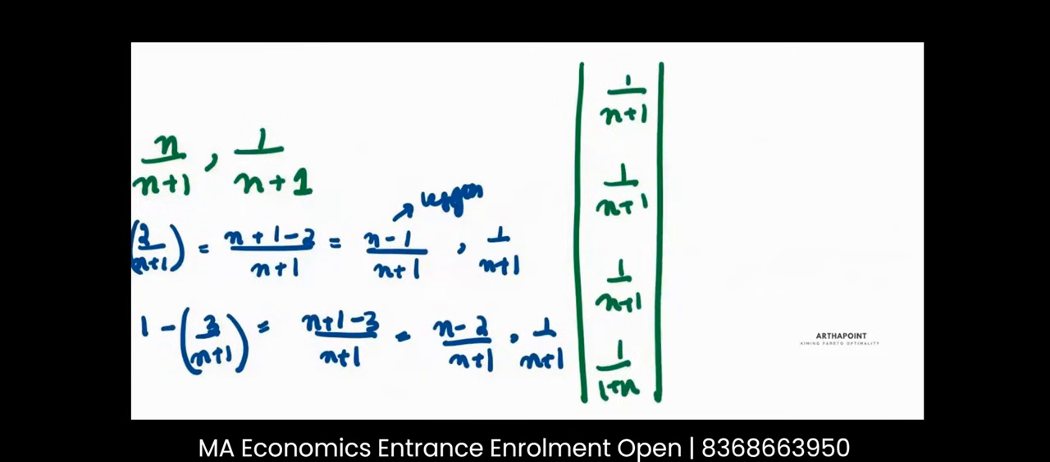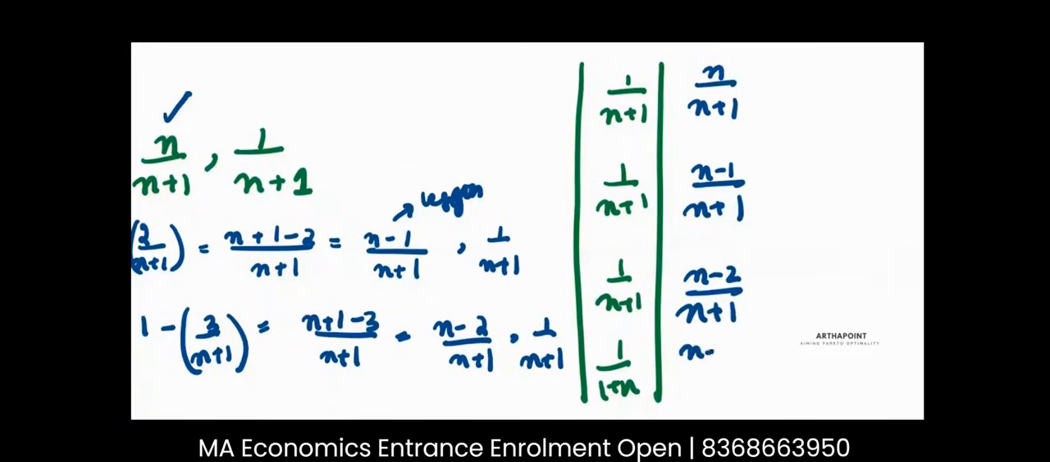But the breadth, or the length, would keep changing. For the first one, the length would be n upon n plus 1. The second would be n minus 1 upon n plus 1. The third would be n minus 2 upon n plus 1. Next would be n minus 3 upon n plus 1, and so on.